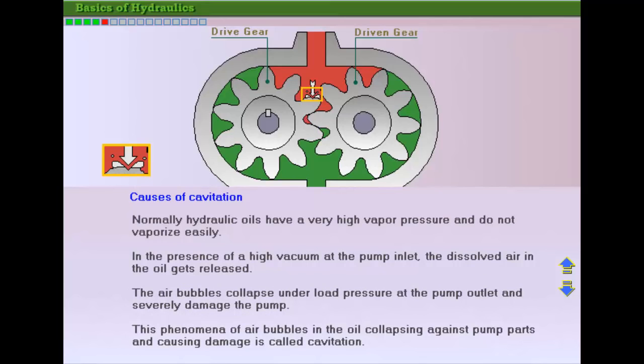Normally, hydraulic oils have a very high vapor pressure and do not vaporize easily. However, there is still a chance of cavitation as the dissolved air in the oil, typically 6 to 10%, is released in vacuum conditions at the pump inlet. This air is also subjected to high pressure at the pump outlet and implodes, causing damage as it is forced back into solution in the oil.